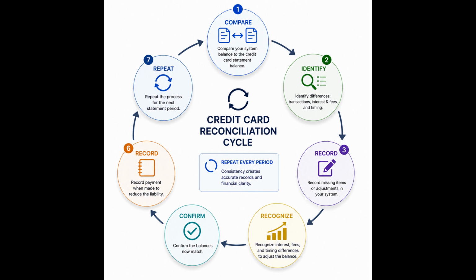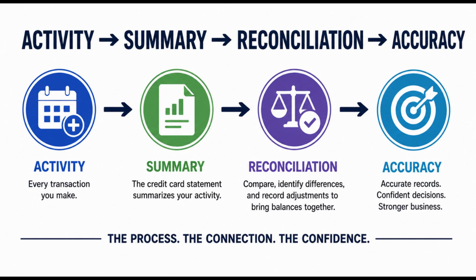So here's the full process. 1, compare your system to the statement. 2, identify missing transactions. 3, record interest and fees. 4, recognize timing differences. 5, confirm balances match. And 6, record payment when it occurs. So this is the key idea. A credit card is a rolling accumulation of activity, not a single transaction. And reconciliation is how you turn that activity into something that's accurate.